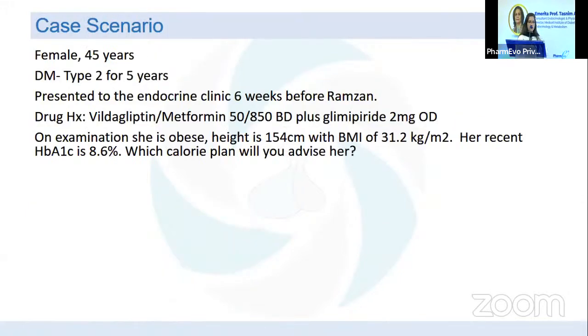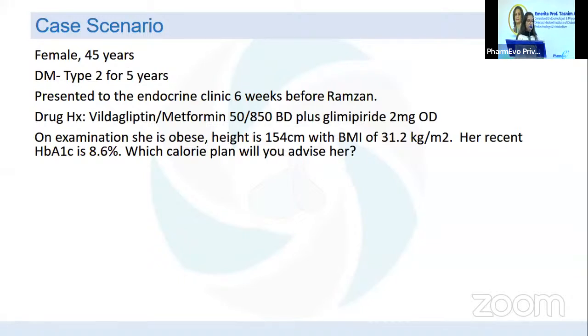So in the end, there is a case scenario, and I would like your input. A 45 year old female who has had type 2 diabetes for the last 5 years presented to endocrine clinic 6 weeks before Ramzan. She's taking vildagliptin metformin 50/850 twice a day and glimepiride 2 mg once a day. On examination, she is obese, height is 154. Remember, I mentioned the height cutoff with BMI of 31.2. Her recent HbA1c is 8.6.